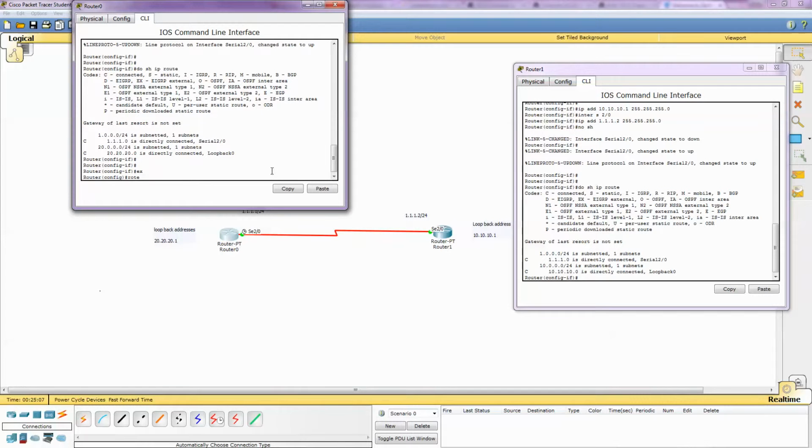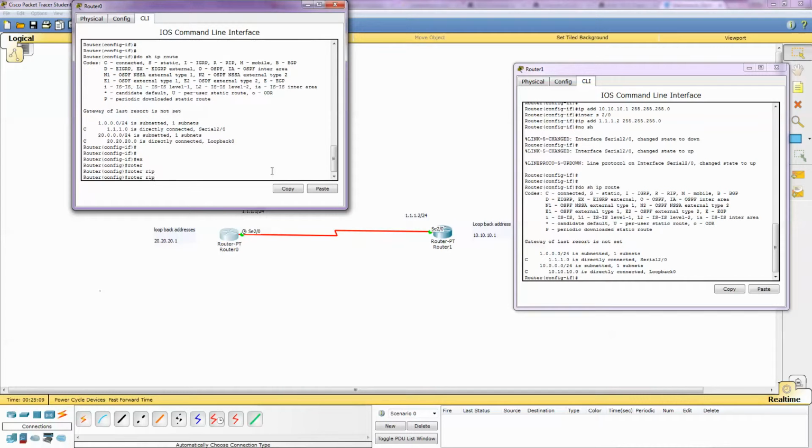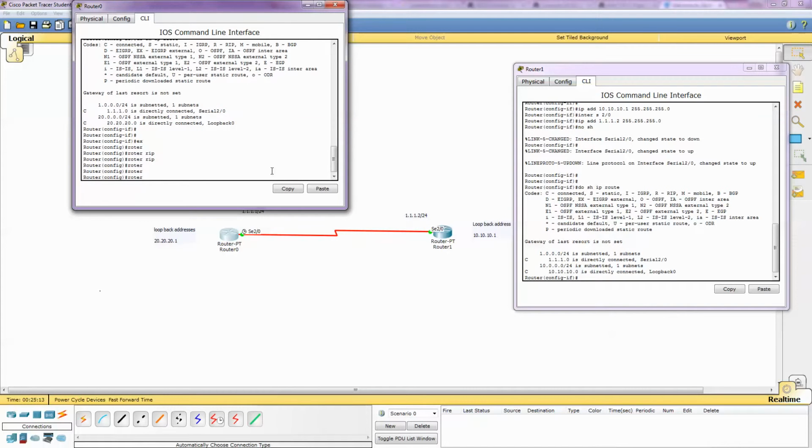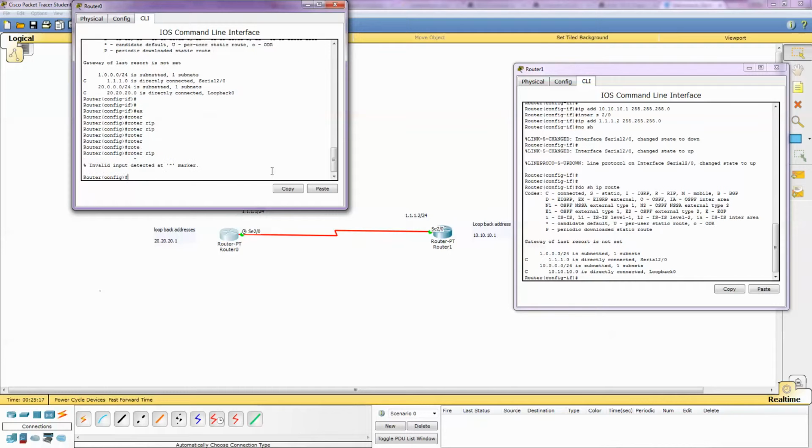So router RIP. Sorry, I was typing wrong. Router RIP, and we are in RIP configuration. So what we have to do is just advertise the network. No need to do anything. RIP will do everything.